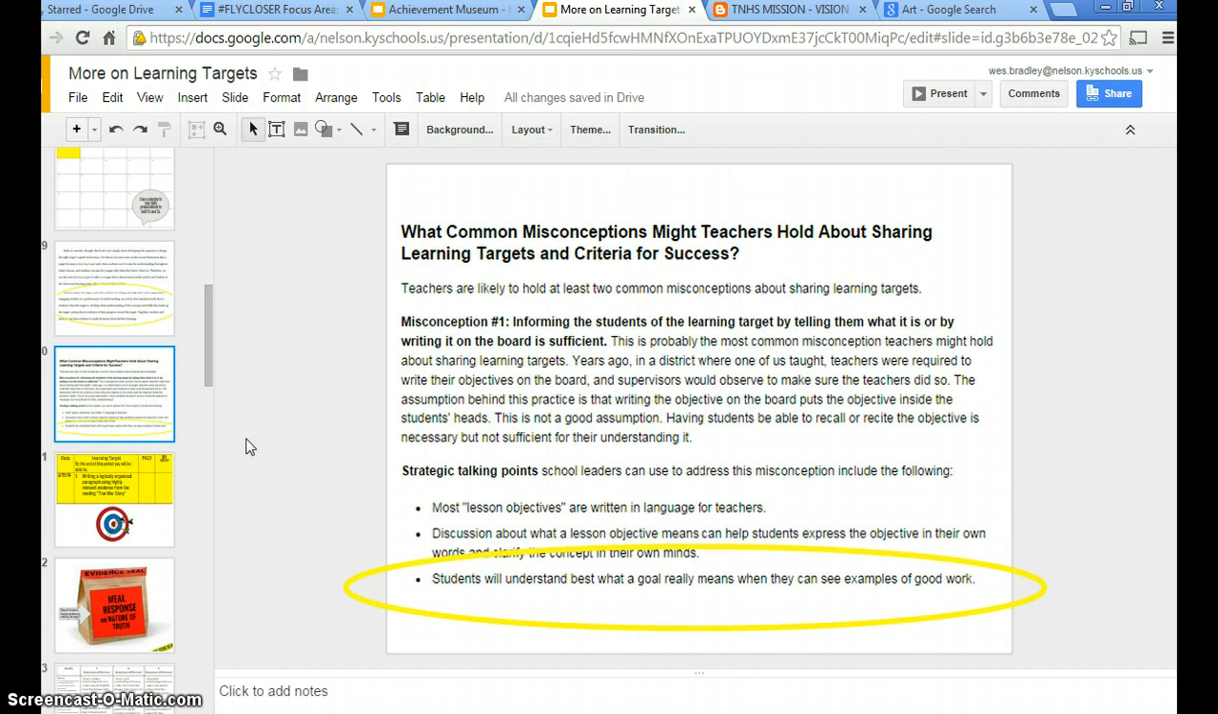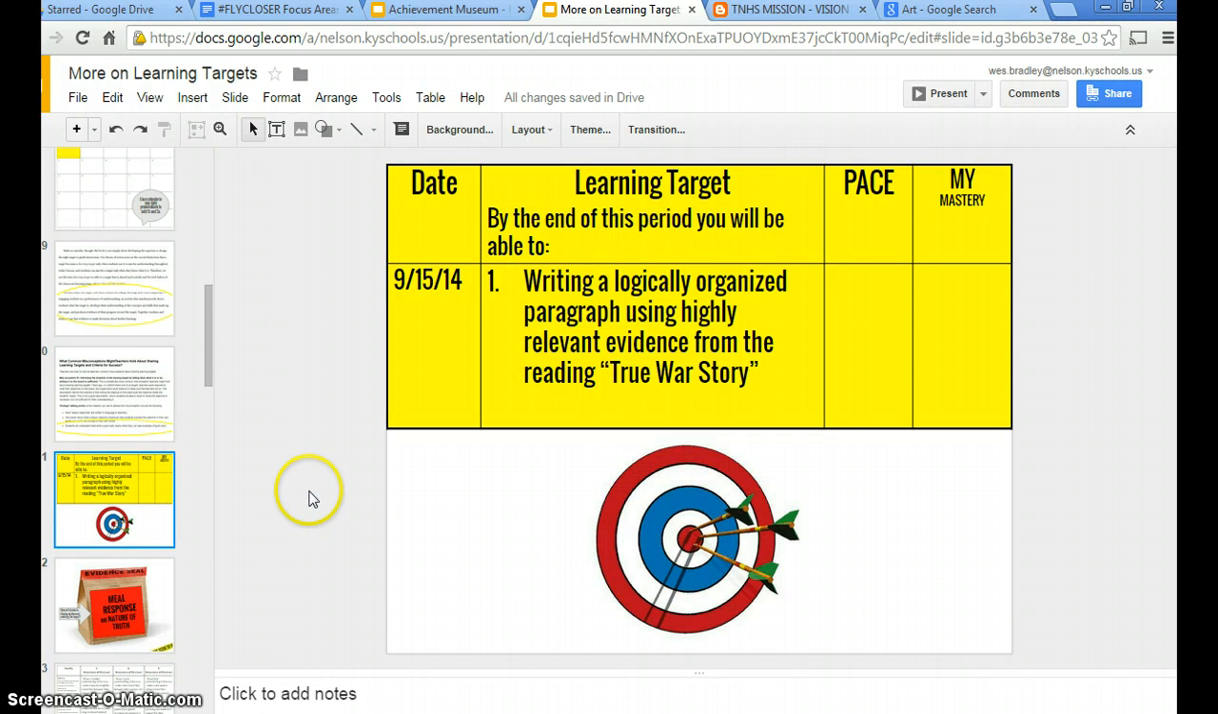Additionally, thinking about misconceptions, it says, misconception 1, informing students about the learning target, about telling them what it is or writing it on the board, is sufficient. And I think that's coming back to this key point that talking to them about the learning target only will not move learning forward. Students are really going to be able to understand best when they see examples of that and it's embedded into the process. So let's give an example here.